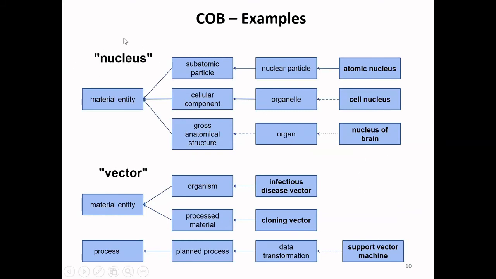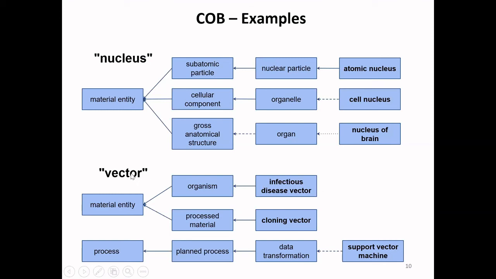As an example, if you come from the text mining region, you see classes called nucleus. If you have a class that is nucleus, that might be an atomic nucleus if you're talking about nuclear particles. It might be the cell nucleus if you're talking about an organelle. It might be the nucleus of the brain if you're talking about an organ.